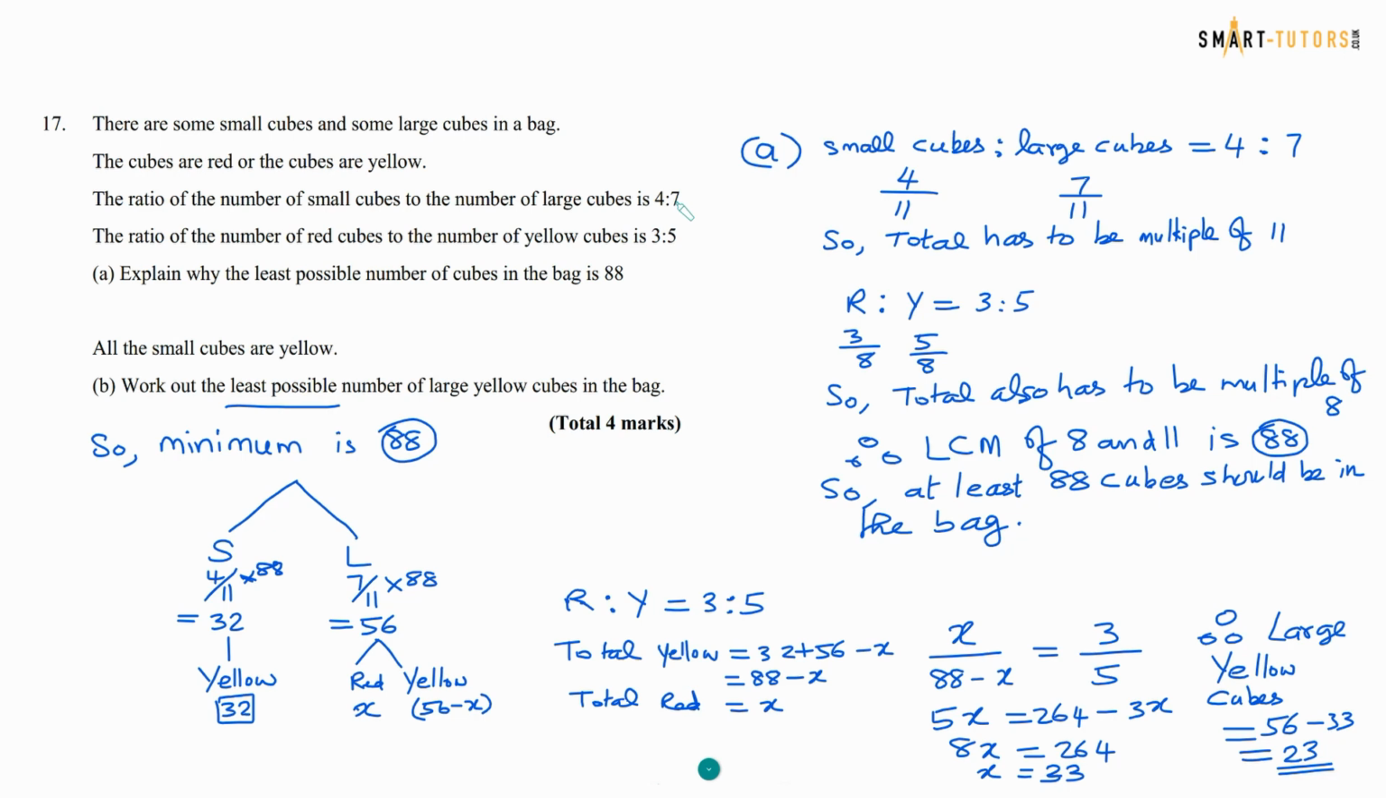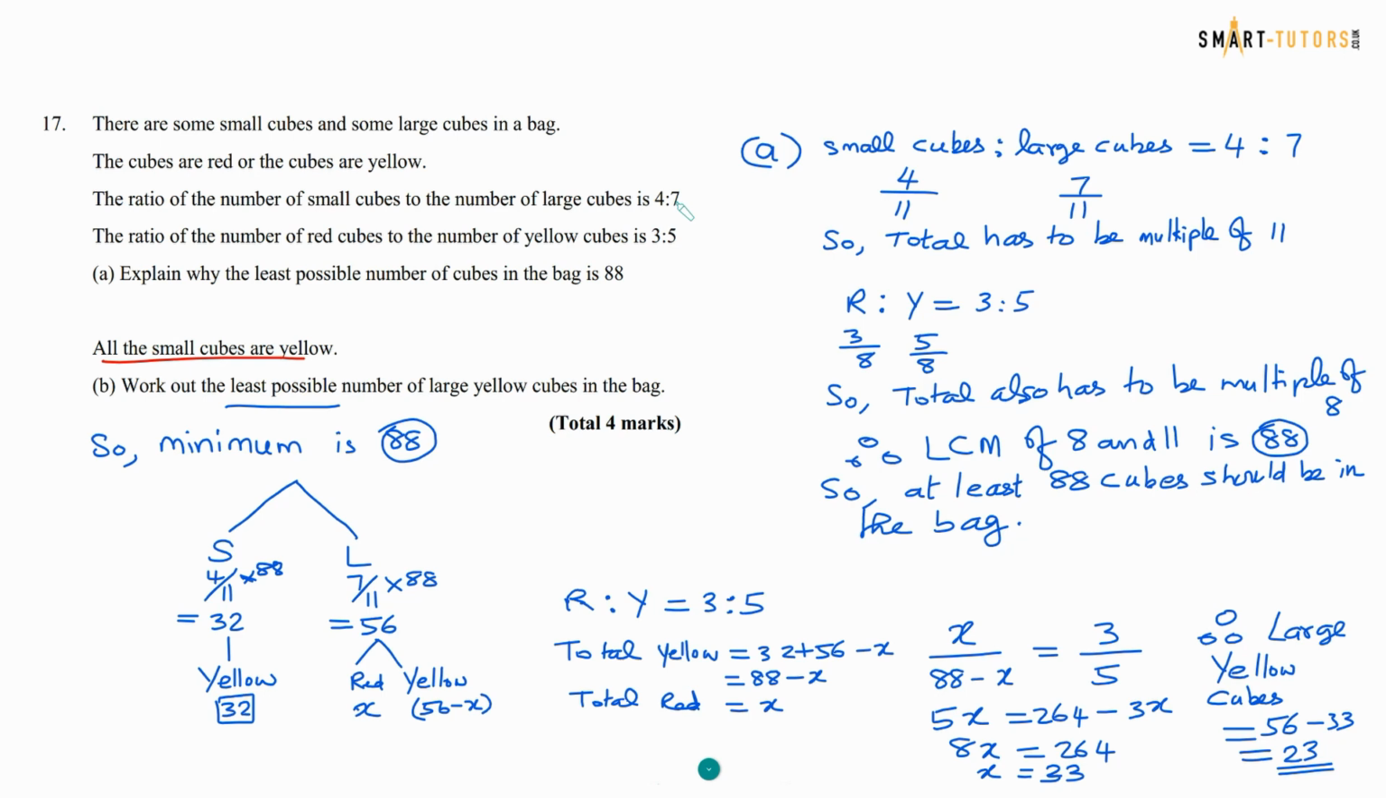So we need to find the lowest common multiple of 11 and 8, which is 88. At least 88 cubes should be in the bag so that 88 can be divided by 11 and by 8. That is the first part's answer. Explain why the least possible number has to be 88. We already explained. All the small cubes are yellow, which means there is no red among them, right? So 88 is the minimum amount.